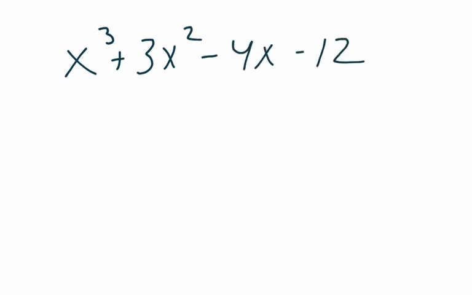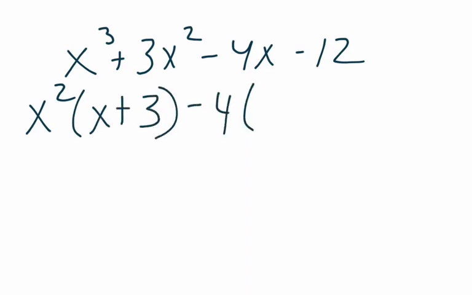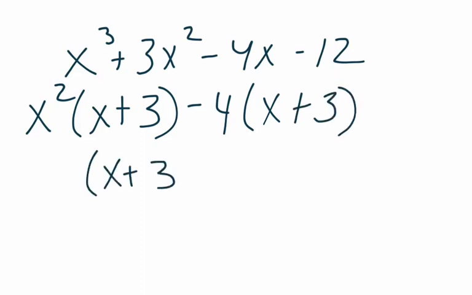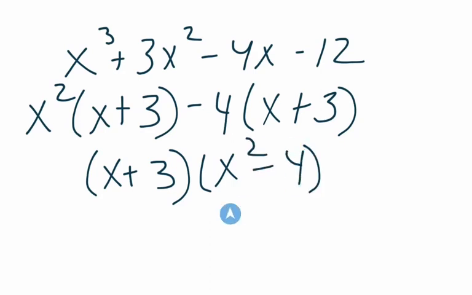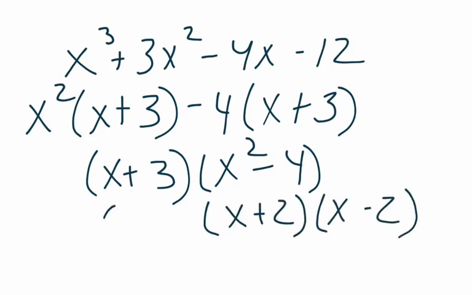And the last one was x to the third plus 3x squared minus 4x minus 12. GCF in the first group is x squared, leaving us with x plus 3. GCF in the back group is negative 4, leaving us with x plus 3. Common factor is x plus 3, and then we have x squared minus 4. Oops, but we've got to check. That is a difference of two squares, and that factors into x plus 2, x minus 2, and of course we have the x plus 3.